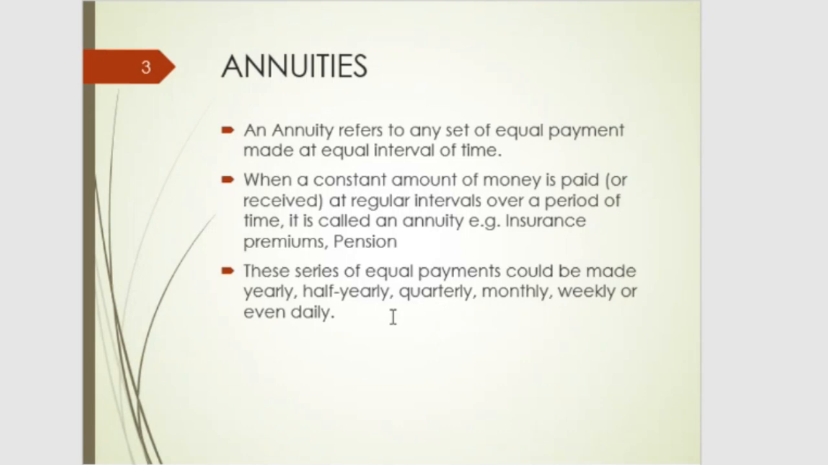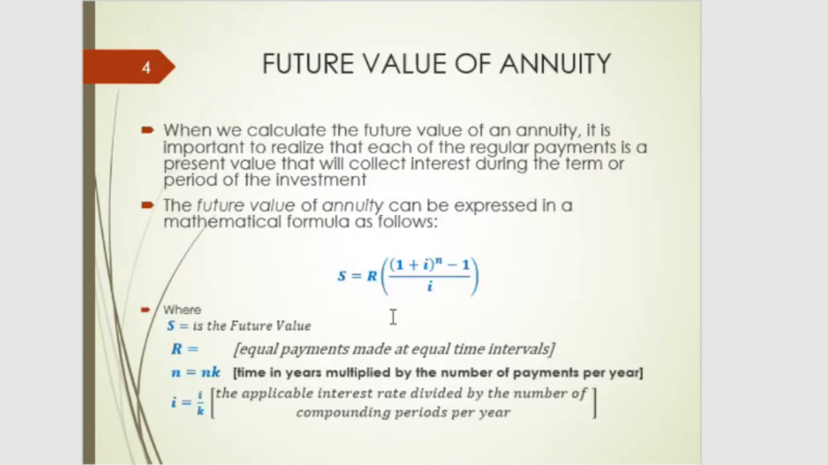As I've said, with annuities, those equal payments should be regular payments. So if the investment is compounded monthly, we promise that at the end of each and every month, interest will be accumulated. So they will be expecting regular payments each and every month. It's the same with quarterly, and the same with half yearly.